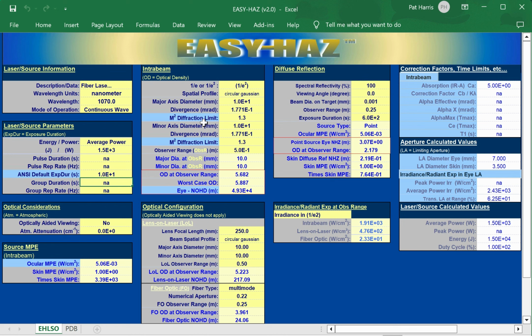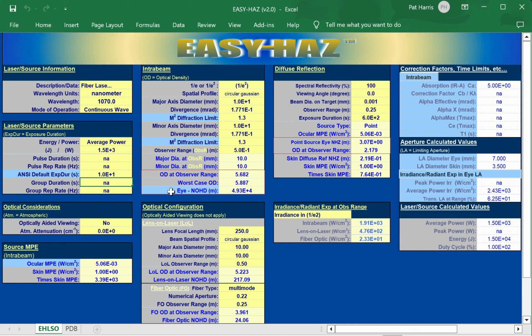It had an M² diffraction limit of 1.3, and when we put the 10 millimeter beam diameter in with the M² diffraction limit of 1.3, the software calculates the divergence of 0.177 milliradians, or 177 microradians, and of course that's a really low divergence. For this power level and this wavelength, we can see that this low divergence is reflected in the NOHD, because the NOHD is 49 kilometers.